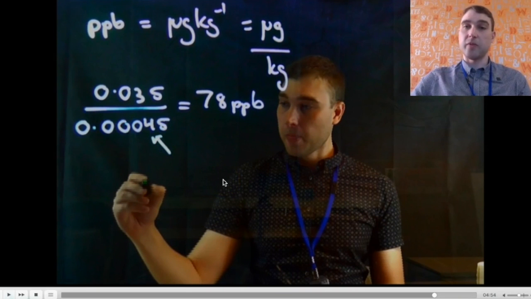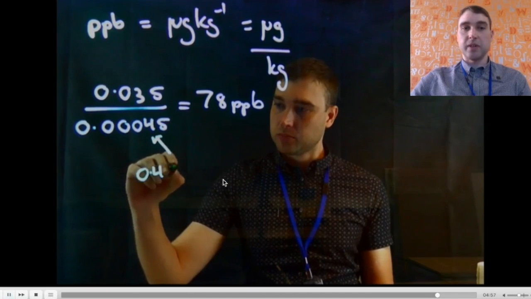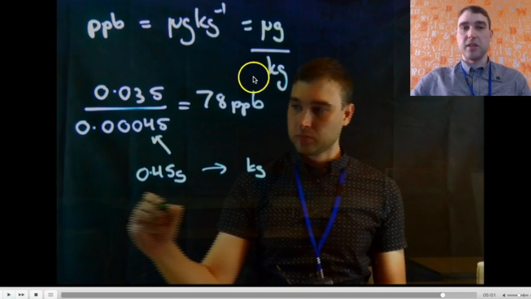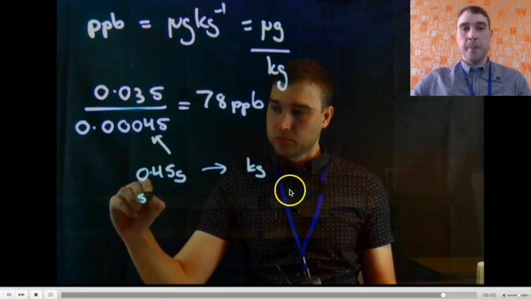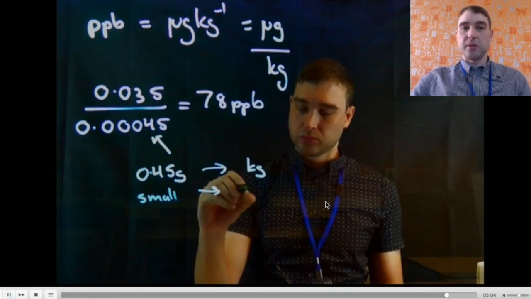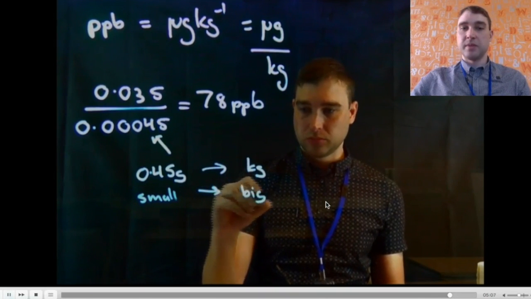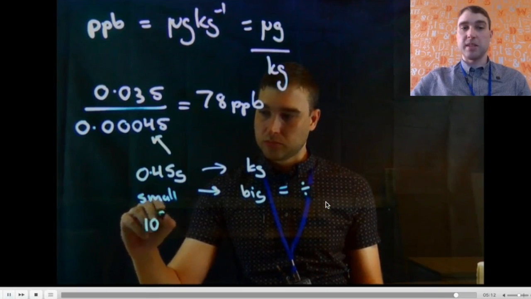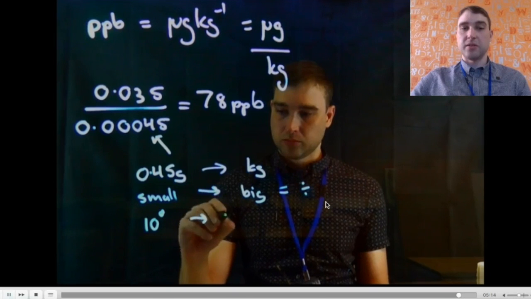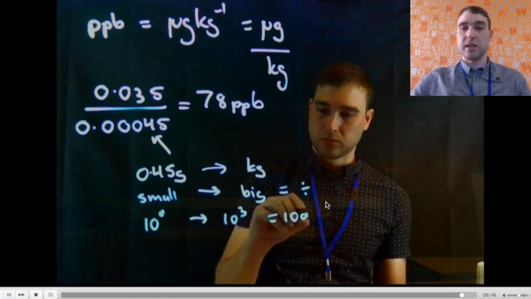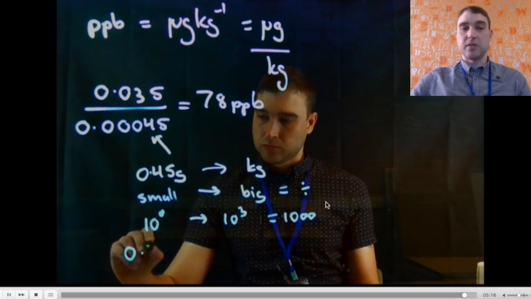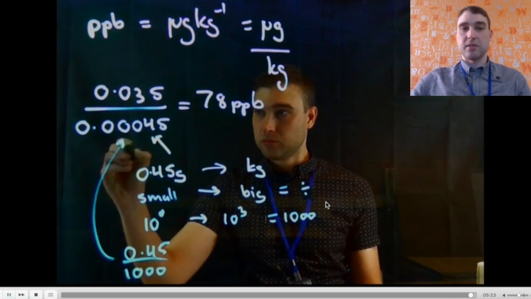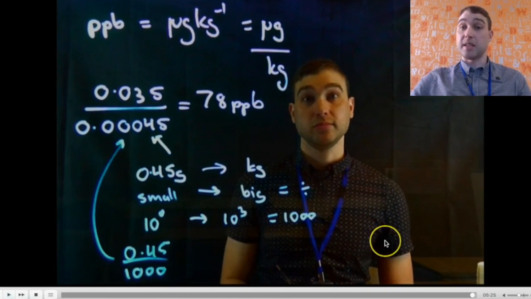So like I said, we had 0.45 of a gram. So 0.45 grams, if we turn that into kilograms, because our unit here, we needed to have it in kilograms down the bottom. So we're going from a small unit to a large unit. A gram is smaller than a kilogram. And if we do that, we have to divide. And the factor of going from gram to kilogram, so 10 to the 0 to 10 to the 3, so it's 1,000. So we have to divide by 1,000. So 0.45 divided by 1,000, that gives us 0.00045. And there we go. And that's how we calculate our answer.